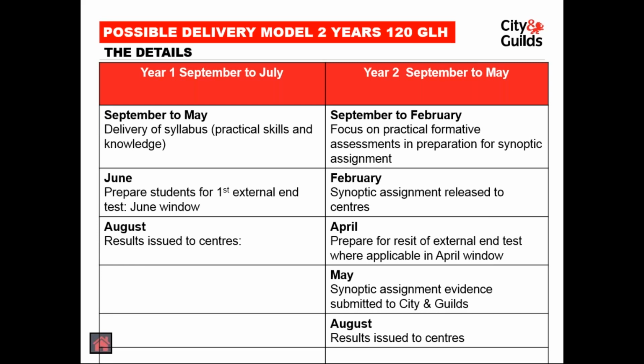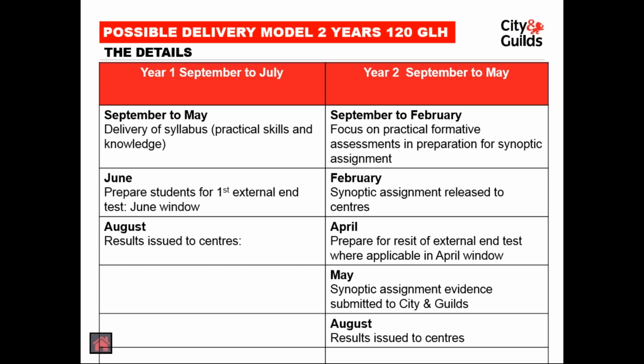A normal Key Stage 4 programme tends to be delivered over a 2-year and sometimes 3-year programme. So looking at a possible delivery for 2 years, year 1 would maybe focus on delivery of the syllabus, looking at all of the critical knowledge and the practical skills, and a centre may feel that they want to enter learners for the June exam window in that year. Results will then be issued in August of year 10. So if it's a 2-year Key Stage programme, it's possible for learners to achieve the end assessment in year 10.